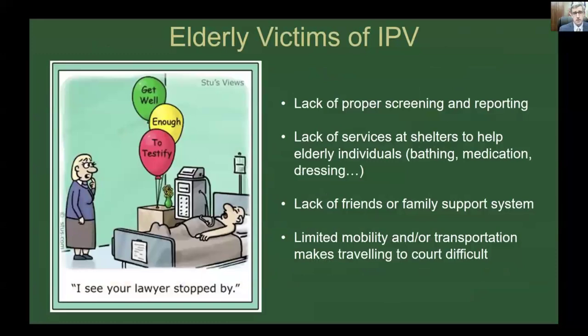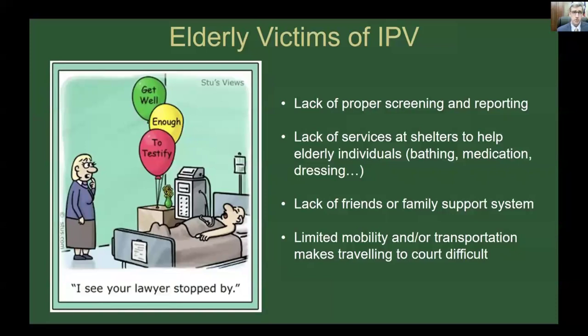And the last group that we're going to talk about is elderly individuals. With elderly individuals, some problems that they have is lack of proper screening and reporting from doctors. A lot of times signs of abuse are not reported by the doctors. Lack of services at the shelters to help them. Many times these individuals need help bathing or medicating, getting dressed, and those resources may not be available to them at shelters. Lack of family members or friends to support them. And then finally, limited mobility and transportation for traveling to and from court may be difficult.